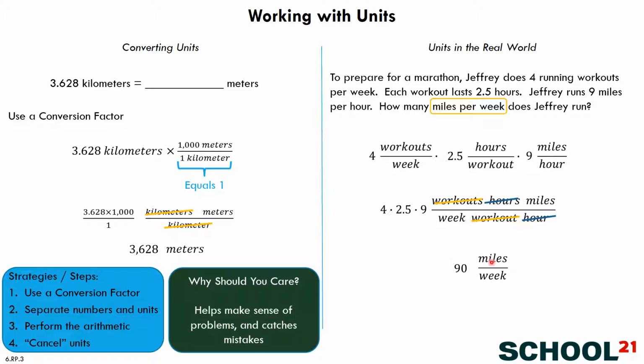And that's what we can write over here. Now, what were we looking for up here? Miles per week. Okay, so it all worked out. And the reason we knew what math to do is because the units worked out for us. That's how it helps us to make sure we're not making any mistakes. So how many miles per week does Jeffrey run? 90. All right, great job.